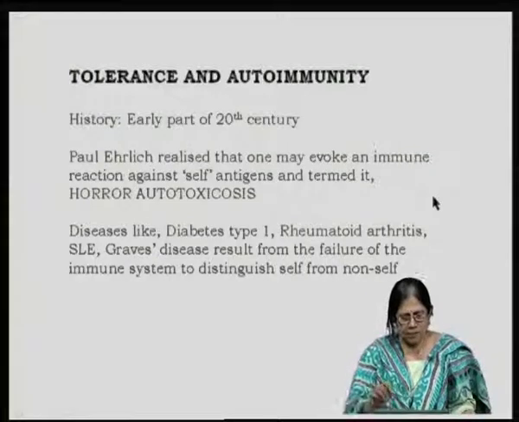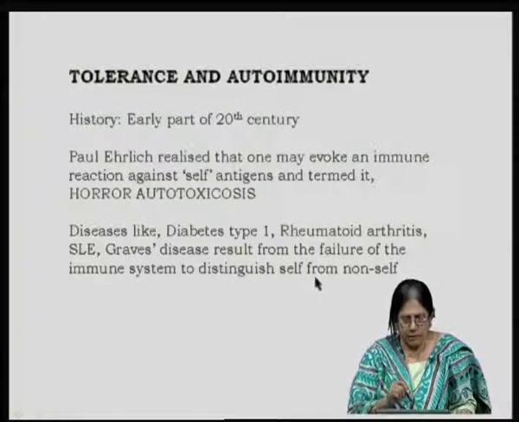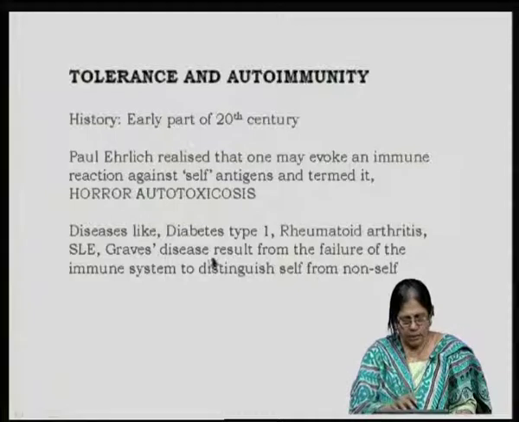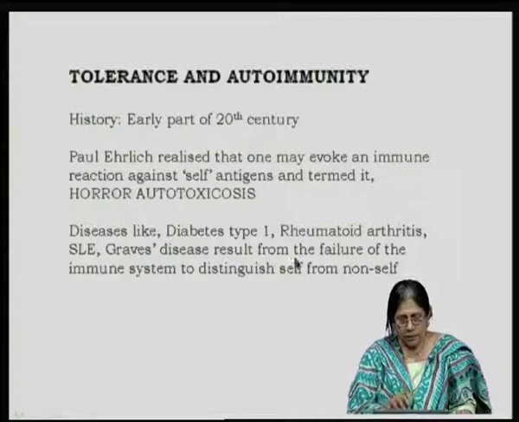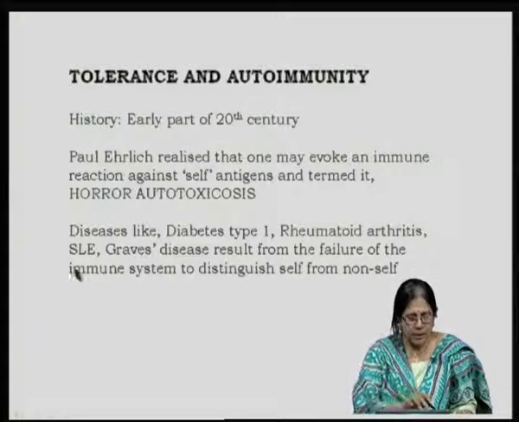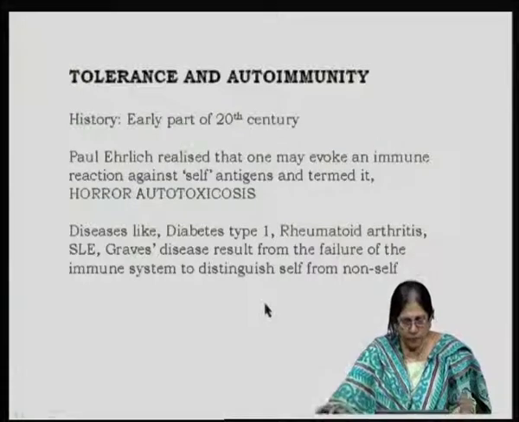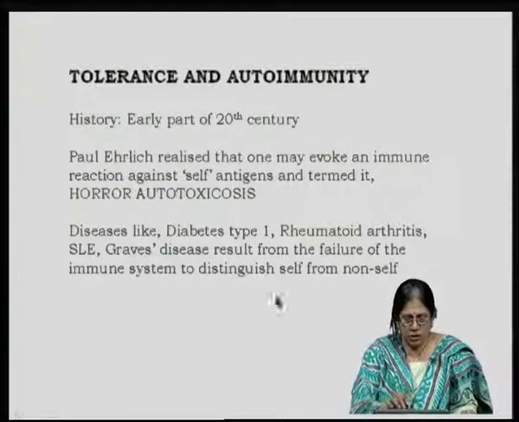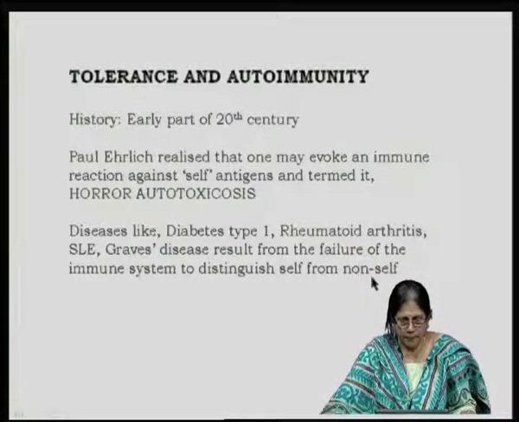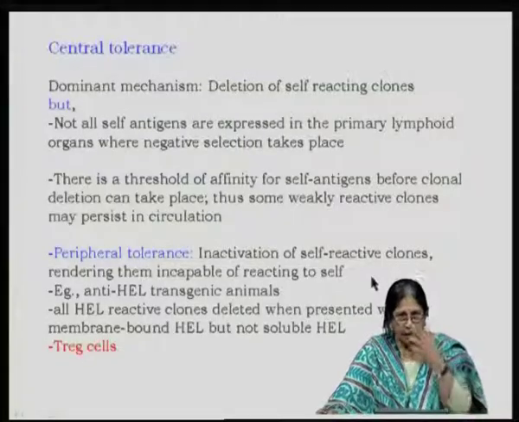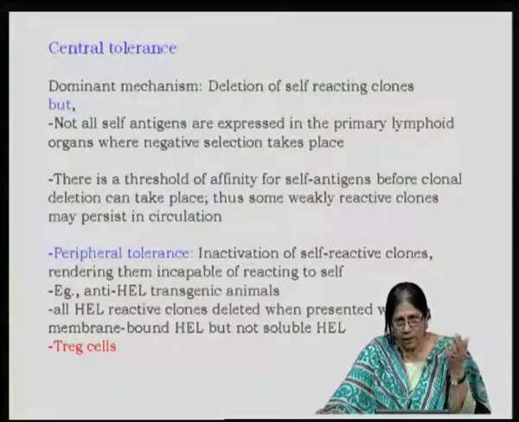Now, what are the diseases which come under this category of autoimmunity? Diabetes type 1, rheumatoid arthritis, systemic lupus erythematosus, Graves' disease, all these result from the failure of the immune system to distinguish self from non-self. Now, why would we make or evoke an immune response to self?